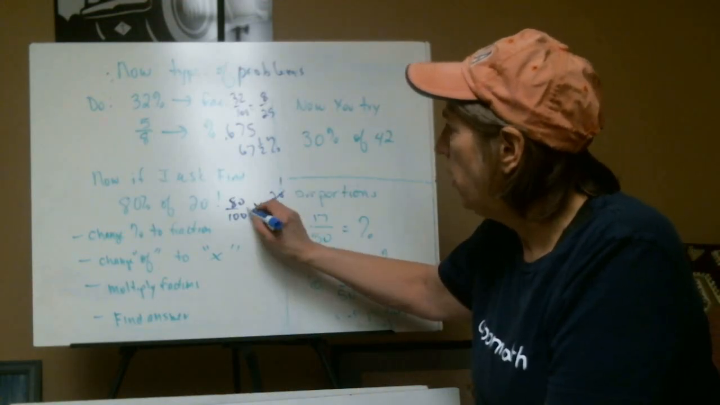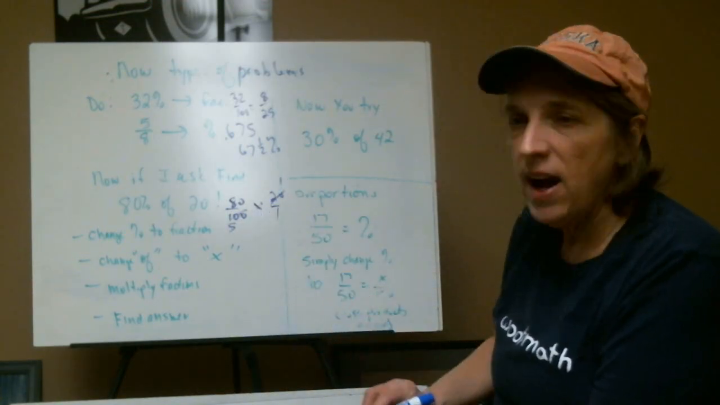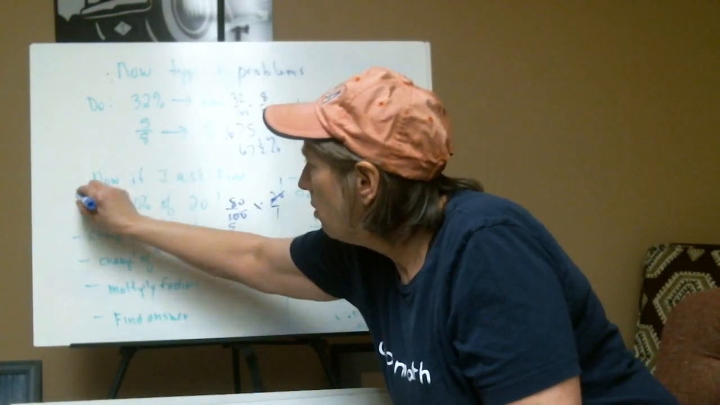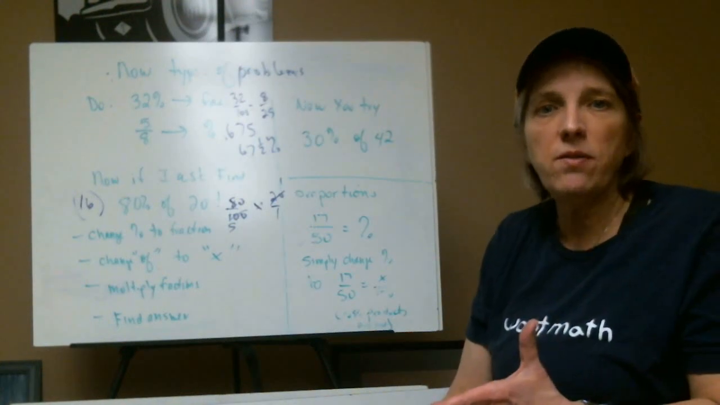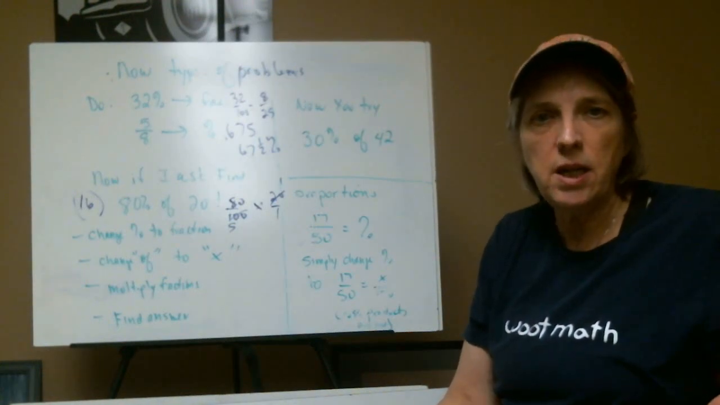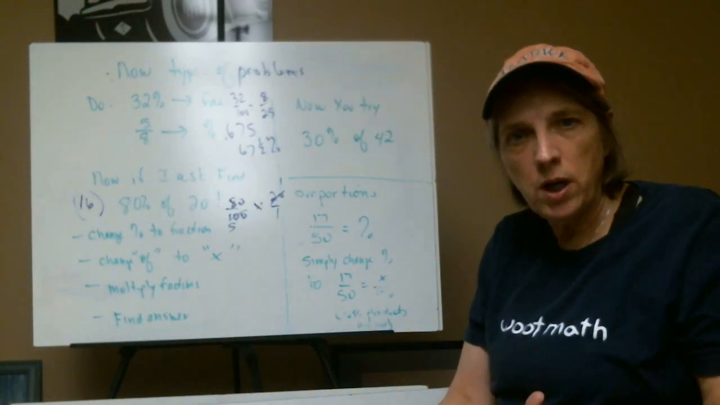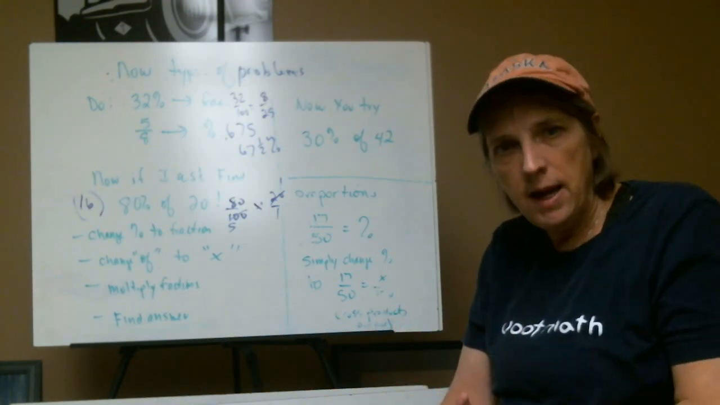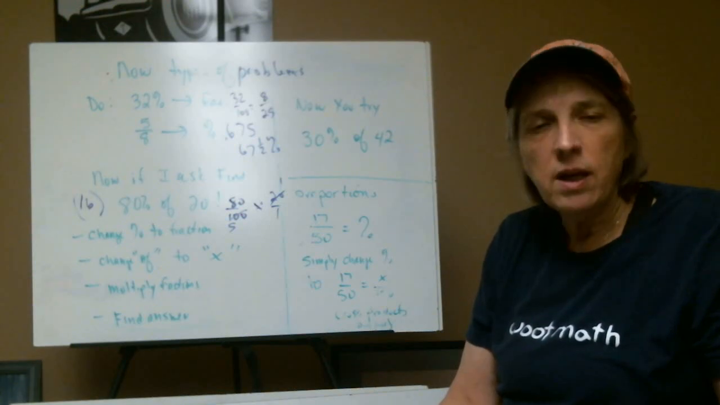This becomes 1. I'm going to do this. And then 5 goes into 80 16 times. So 80% of 20 is the number 16. 100% of 20 is 20. 50% of 20 is 10. And 80% of 20 is 16.